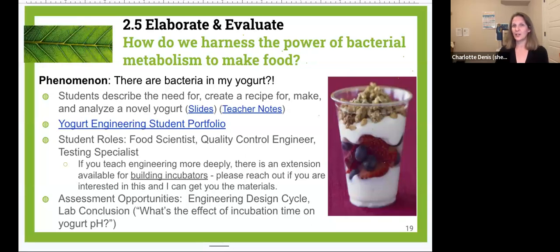The students are along the way collecting data, but you could have them write a lab conclusion on the question, what is the effect of incubation time on the pH of yogurt? They collect data as a class, and then they can graph those data and come to a conclusion on that. The students do testing of the yogurt. They test the viscosity, so that brings in some ideas about force coming back from physics.